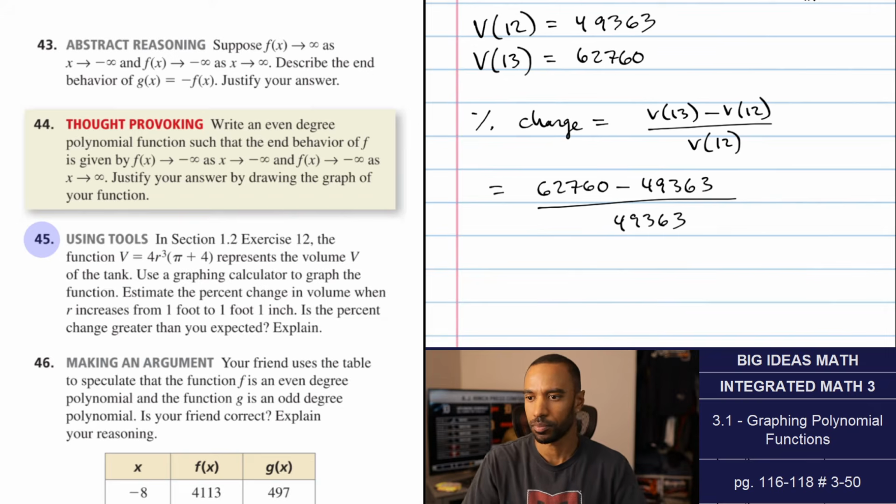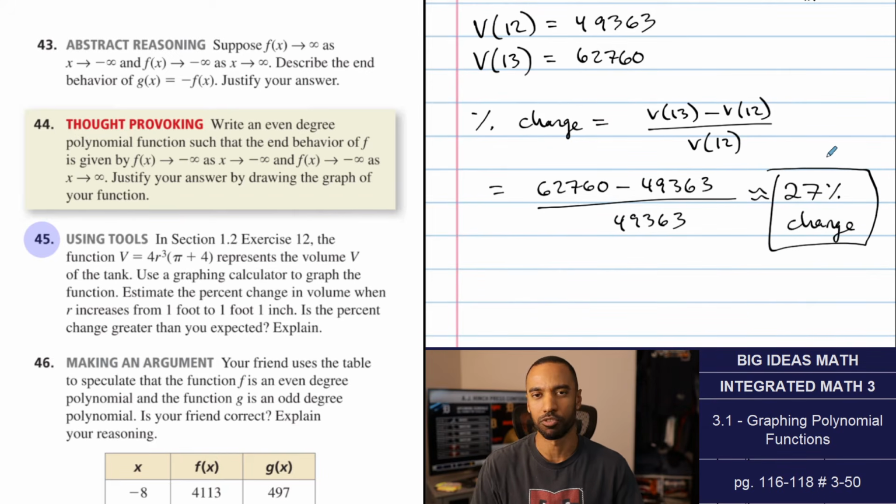Give me a moment. 62760 minus 49363, divided by 49363. Did I type it right? Okay, 0.2713. So around a 27% change. Most people would probably have expected something smaller, because going from 12 to 13 is a very small change. I over-exaggerated the whole 60% thing clearly. It was about half of it.